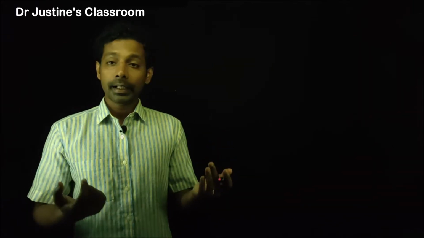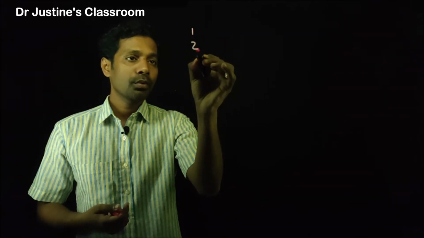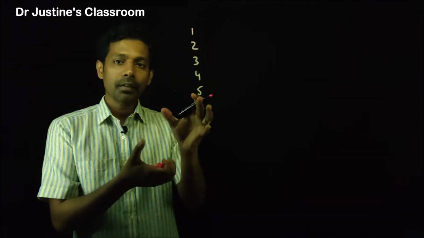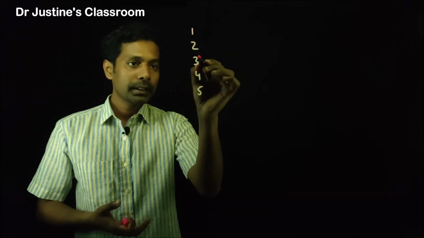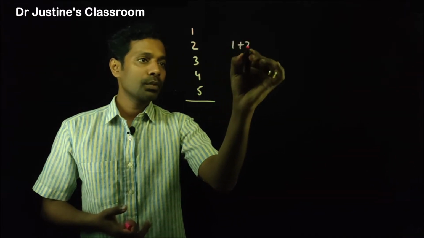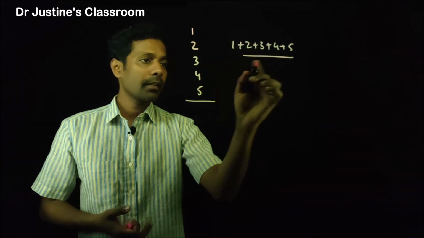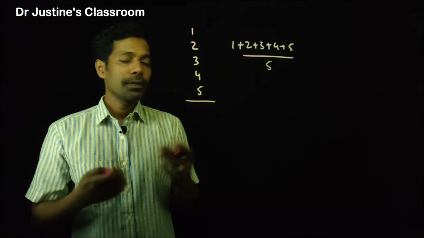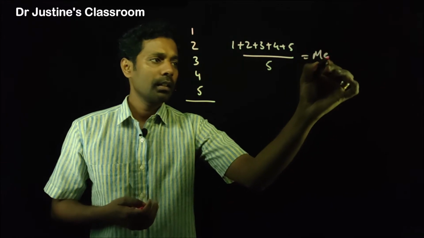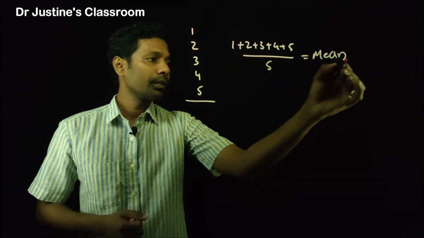For example, I have conducted an exam and the marks of the students are 1, 2, 3, 4, 5. Any value that can better represent all the scores could be 3. So what I do, I will add all the scores. Let us say 1 plus 2 plus 3 plus 4 plus 5 divided by how many scores are here? 5. So this is the first measure of central tendency, that is the arithmetic mean. Generally we call it mean. Actually it has to be arithmetic mean, but generally we call it mean. So you get a score of 3.